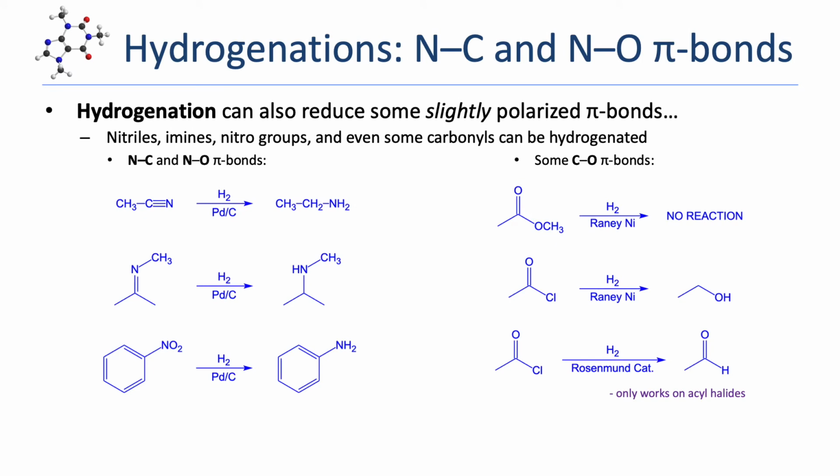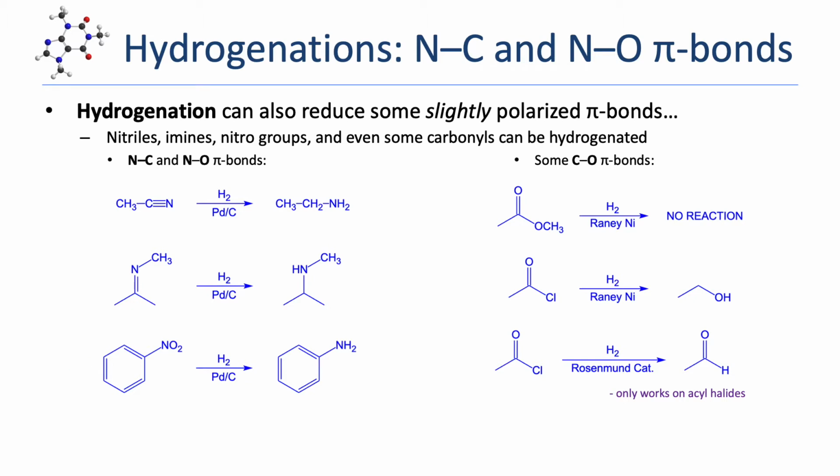Hydrogenation can also be used to reduce certain slightly polarized pi bonds. The hydrogenations of nitrogen-containing functionalities like nitriles, imines, and nitro groups are fairly common. In the first example, we see a nitrile reduced to an amine via two sequential hydrogenations. In the product, you can see that two hydrogen atoms have been added to both the carbon and nitrogen of the triple bond. Next, we see an imine also reduced to an amine using hydrogenation. In the next example, we see the hydrogenation of a nitro group. The reduction of nitrobenzenes is an important method for the preparation of anilines.